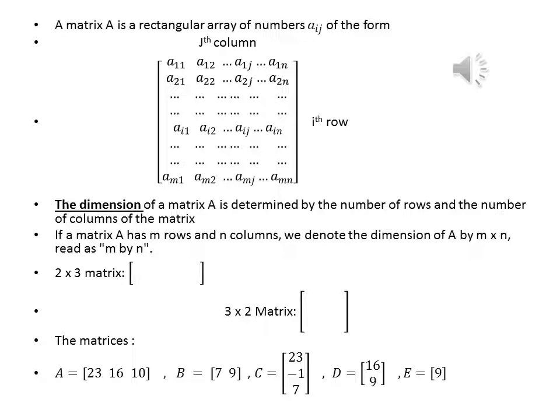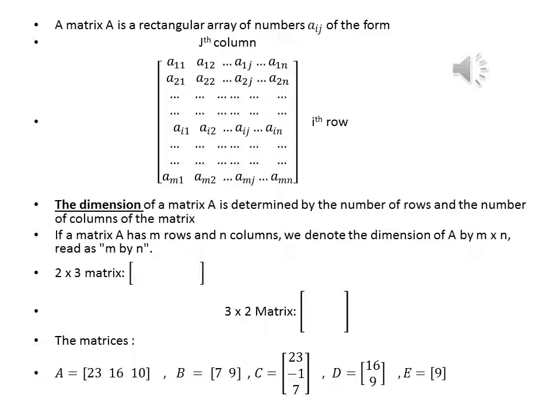Matrix C, how many rows? 1, 2, 3. How many columns? 1. So 3 cross 1. Matrix D, how many rows? 1, 2. How many columns? 1. 2 cross 1. Matrix E, how many rows? 1. How many columns? 1. So the matrix E is 1 cross 1.